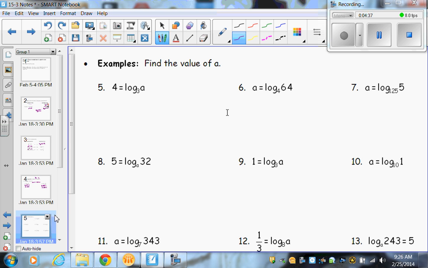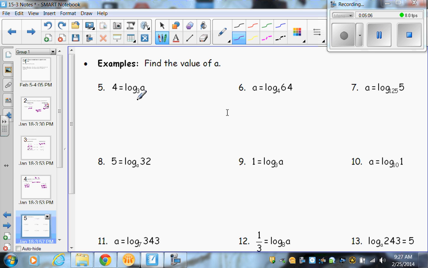Let's try some more that are a little bit more difficult. Number 5 says 4 equals log base 3 of a, and we want to solve for a. So if it's in log form, you're going to convert it to exponential form. That might be something you might want to make note of. If it's in exponential form, you're going to convert to log form to solve. If it's in log form, you're going to convert to exponential to solve.